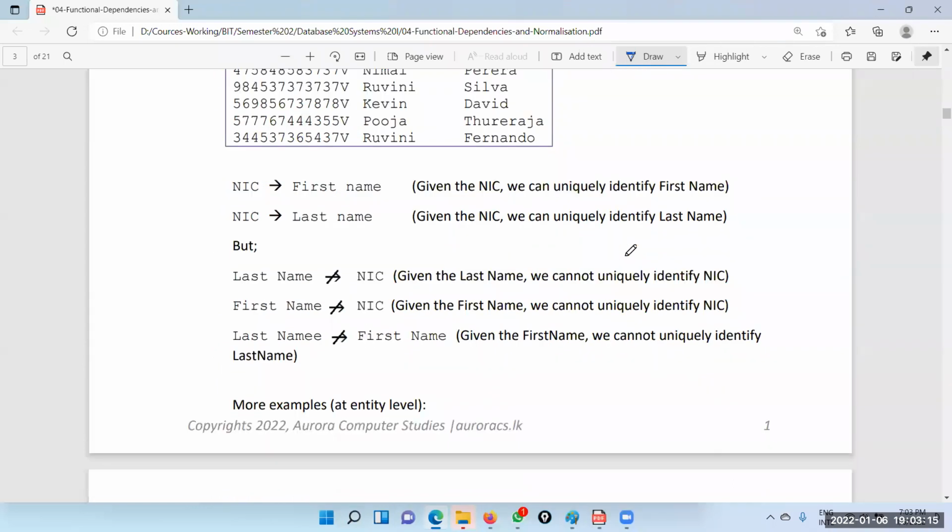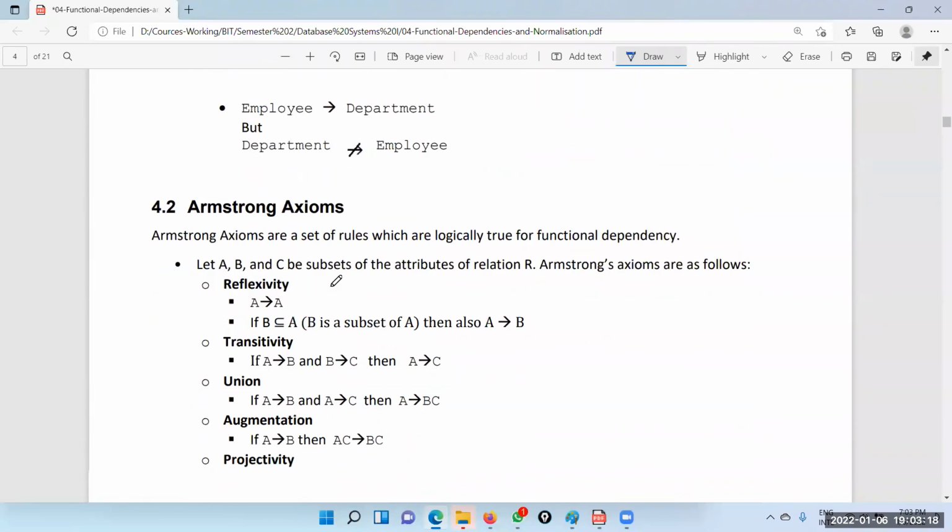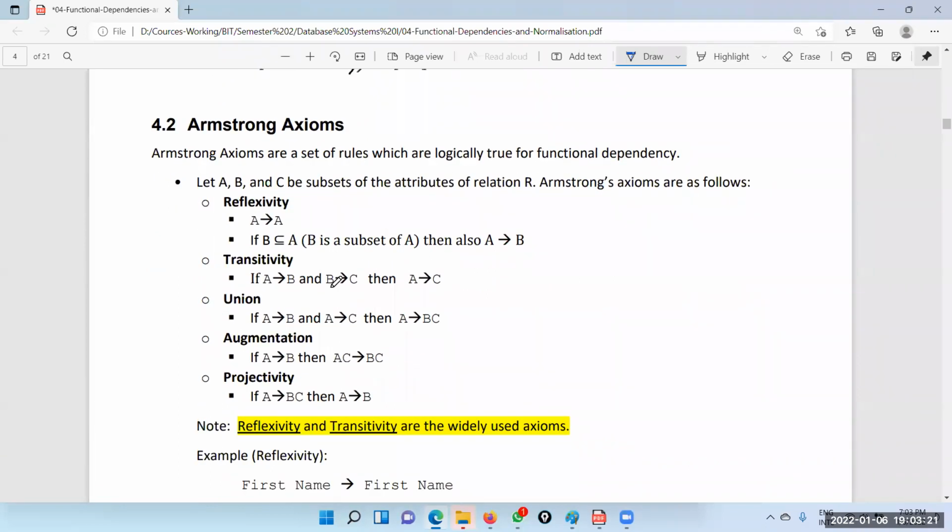Then we did some examples last time, and we discussed the Armstrong axioms. Those are very interesting, and especially the first three are very important. Especially the first two are extremely important, and of course the others are also interesting. Reflexivity means A determines A, or A functionally determines A. That is obvious, because when you know your student ID, you know your student ID. When you know someone's first name, you know their first name.